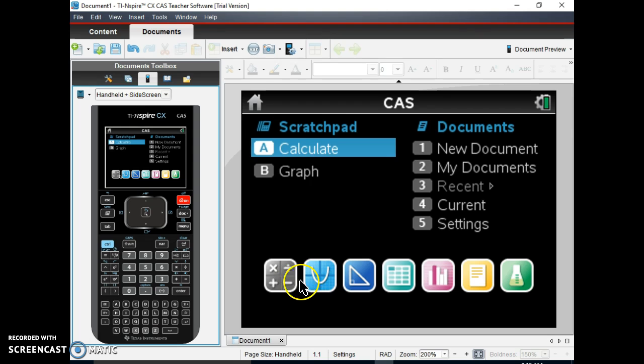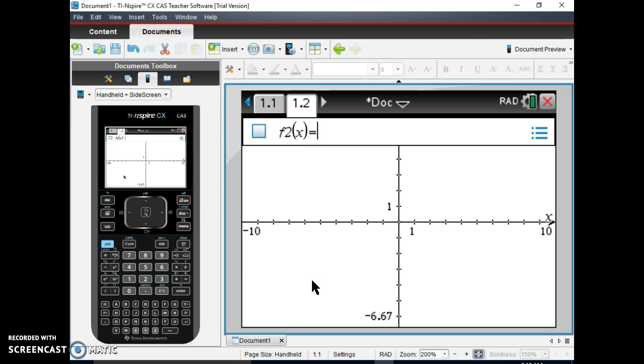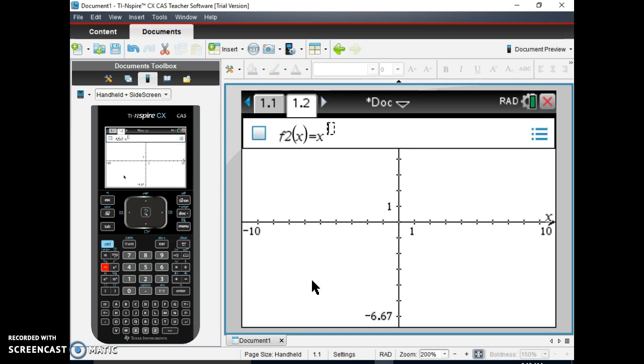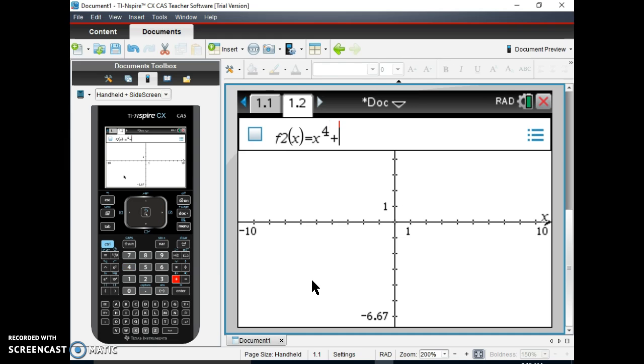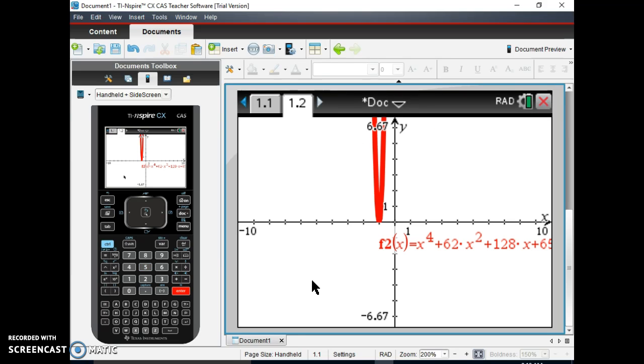Just open up a graph menu, and we're going to type in the function x^4 + 62x^2 + 128x + 65. We're going to just hit enter and graph it. So this is a nice graph of it. You can see that it crosses the x-axis, or possibly bounces off of the x-axis, one time here.